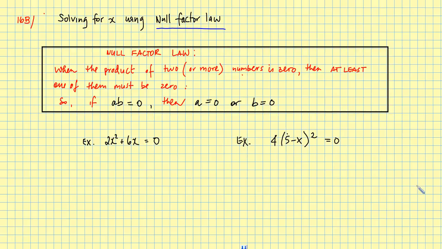Now, if we take a look at section 16B, 16B is dealing with what we call the null factor law. So we actually have a law. And what the law basically says is that when I have the product of two or more numbers that is 0, so if the product of two numbers, such as a times b equals 0, then at least one of them has to be equal to 0. So if ab equals 0, then really I can say that either a is going to equal 0 or b is equal to 0. Okay?